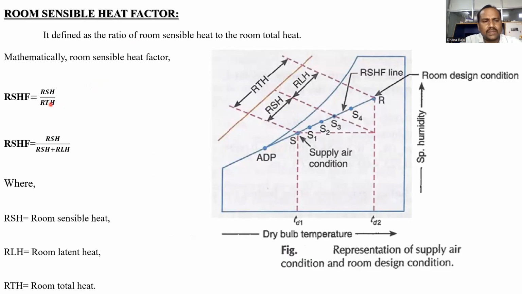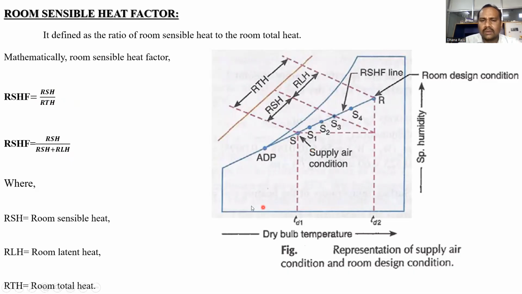What do you mean by room sensible heat factor? It is the ratio of room sensible heat to room total heat. What is room total heat? The total heat is nothing but the sum of sensible heat and latent heat. If the space is considered for a room, then it is considered room sensible heat. So room sensible heat factor is the ratio of room sensible heat to room total heat, where room total heat is room sensible heat plus room latent heat. This is the way you need to evaluate room sensible heat factor, which is mostly used in cooling load estimation.